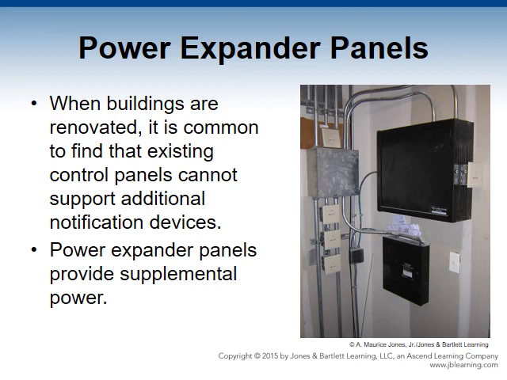Power expander panels may be located in utility closets, on the floor of the building, where there is a need for additional power, depending on the number and location of the audio and visual notification devices required for the system.